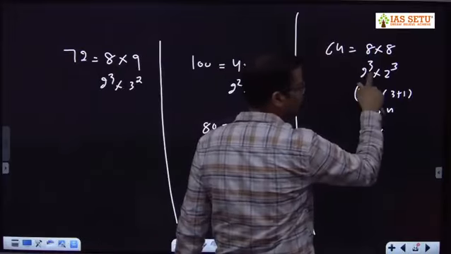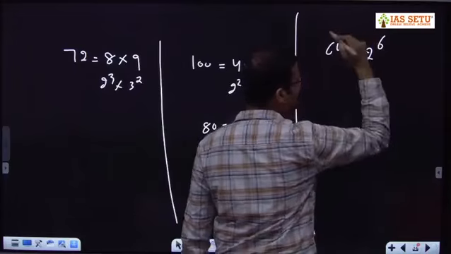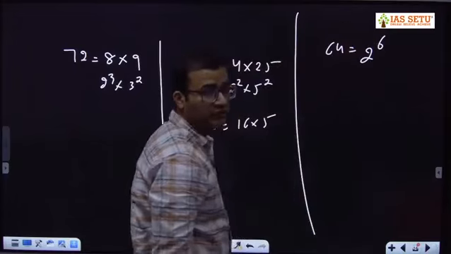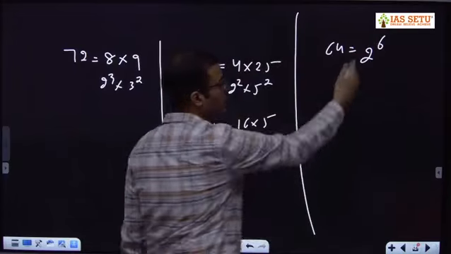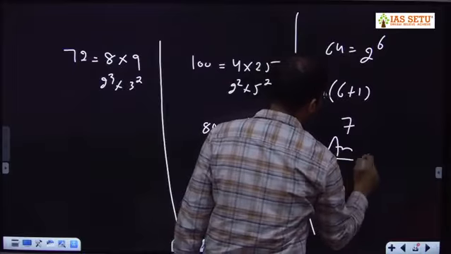So you can't write it as 2 is to power 3 into 2 is to power 3. The correct prime form is 2 is to power 6. 64 is 2 is to power 6. So here how many factors? 6 plus 1, 7. So correct answer here is 7.